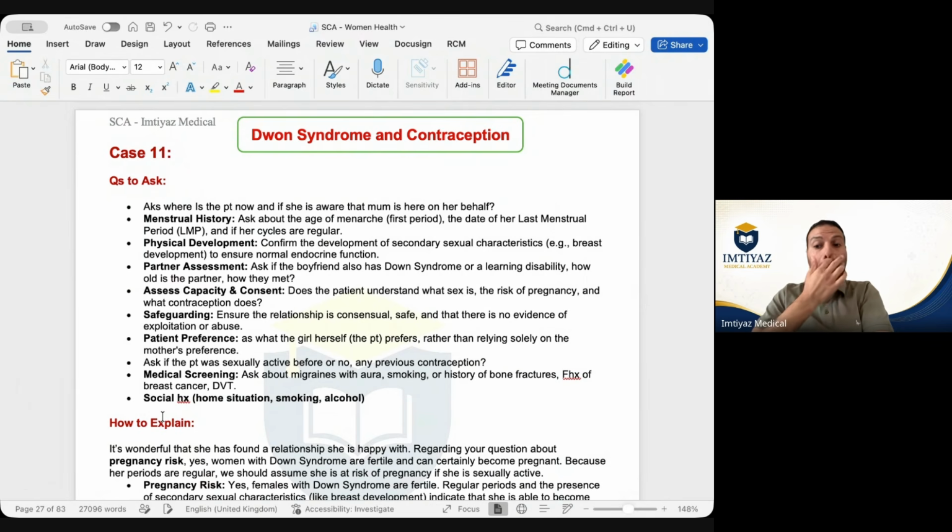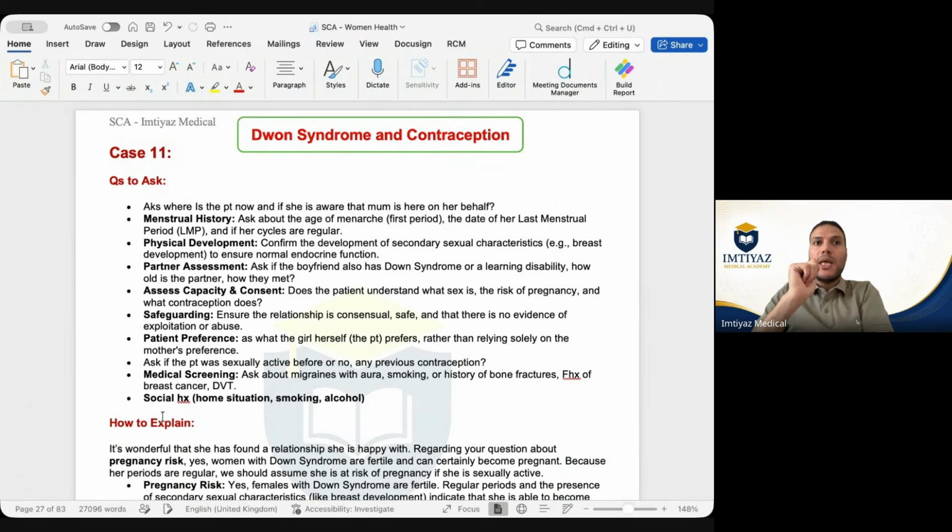So you can have it either way. But I told you how you can have it in your daily practice, and if you have this or something similar in your SCA exam, they will not get you a Down syndrome role player. But they can get you a case where mom is asking for contraception because her 15-year-old Down syndrome girl is about to be sexually active. What is the trick in this case? First of all, you don't have the patient in front of you. And this girl has a learning disability.